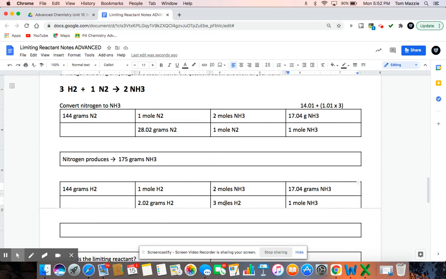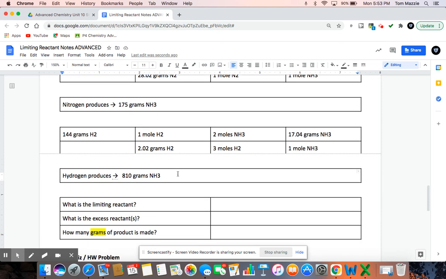Grams of hydrogen, moles of NH3. That's going to leave us with grams. 144 times 2 times 17.04 divided by 2.02 divided by 3 is 810 grams of NH3. And again, what we should put is that hydrogen produces 810 grams of NH3. We just did all the hard work.